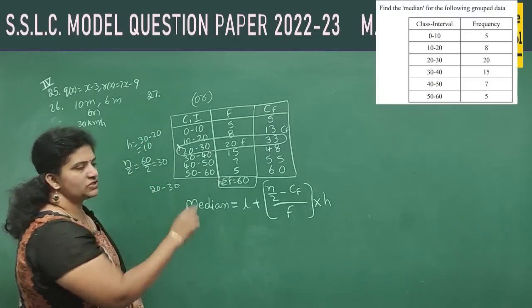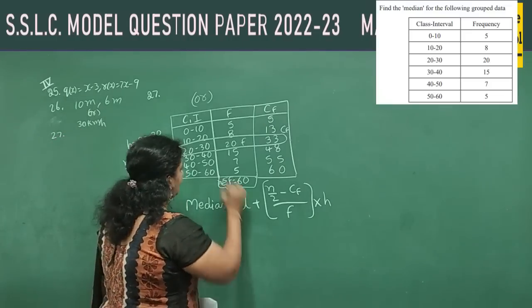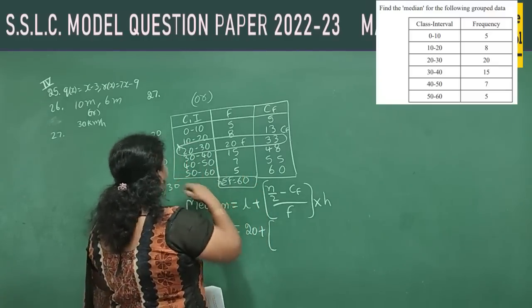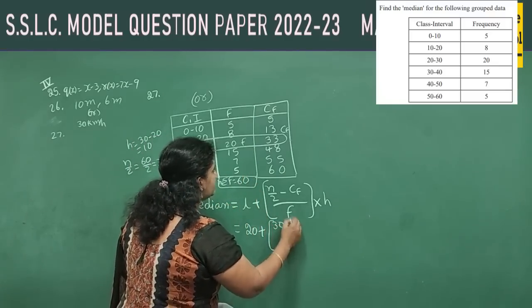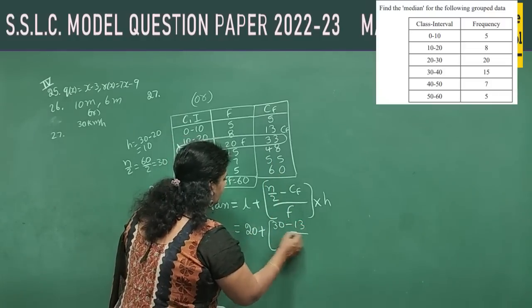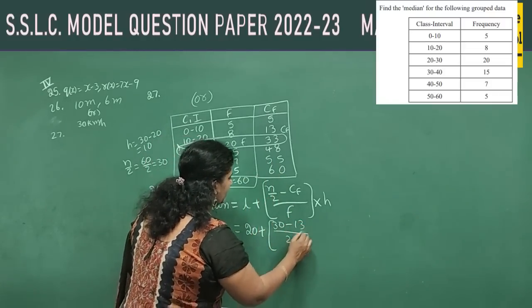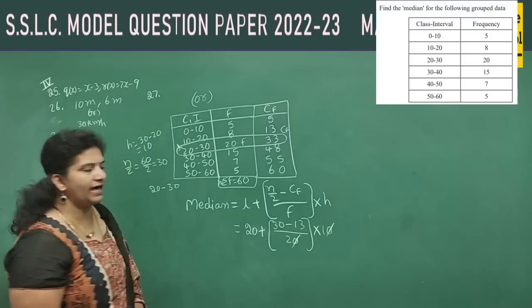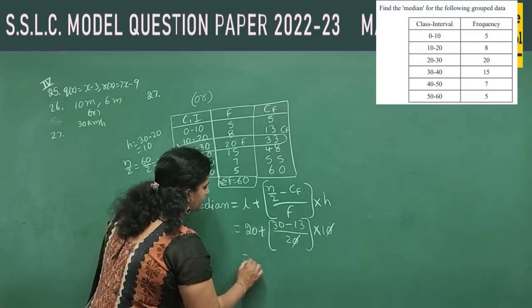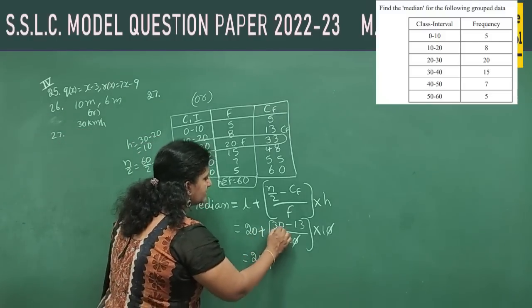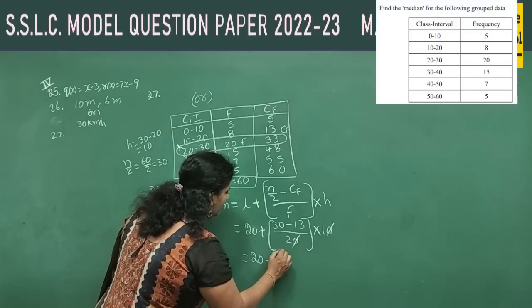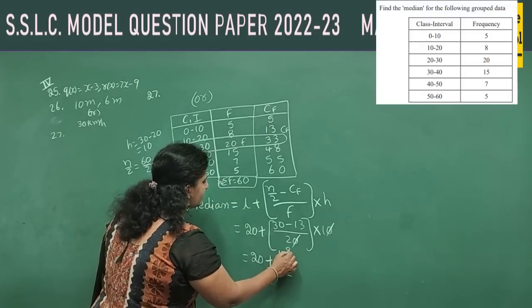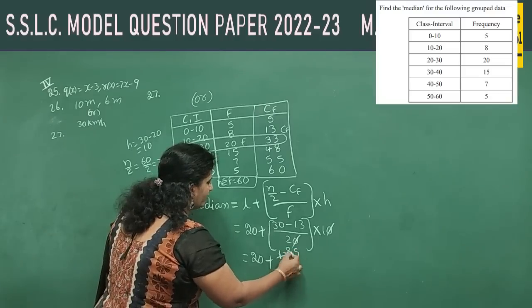Right, now we are going to substitute all these. L 20 plus n by 2. What is your n by 2? 30 minus cumulative frequency 13 by frequency 20 into h 10. 0, 0 cancel. And now 20 plus 30 minus 13, it will be 17 by 2. Cancel. 2 8s are 16. 0.5 is 10.